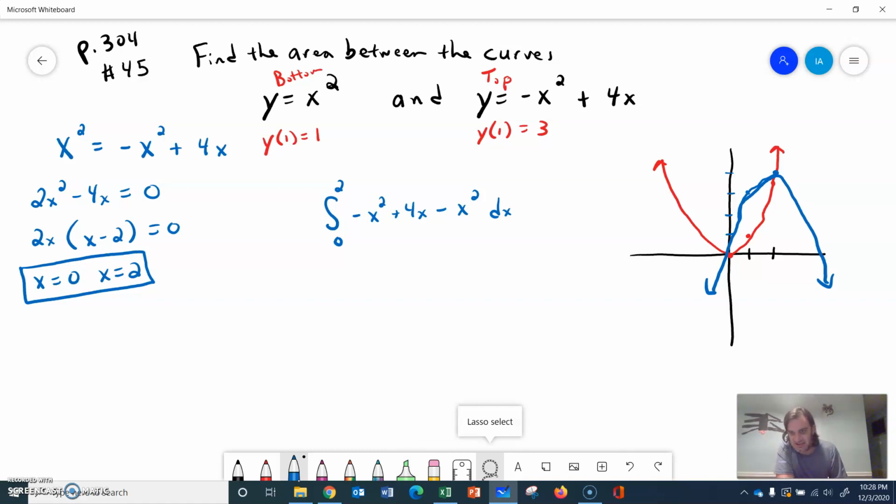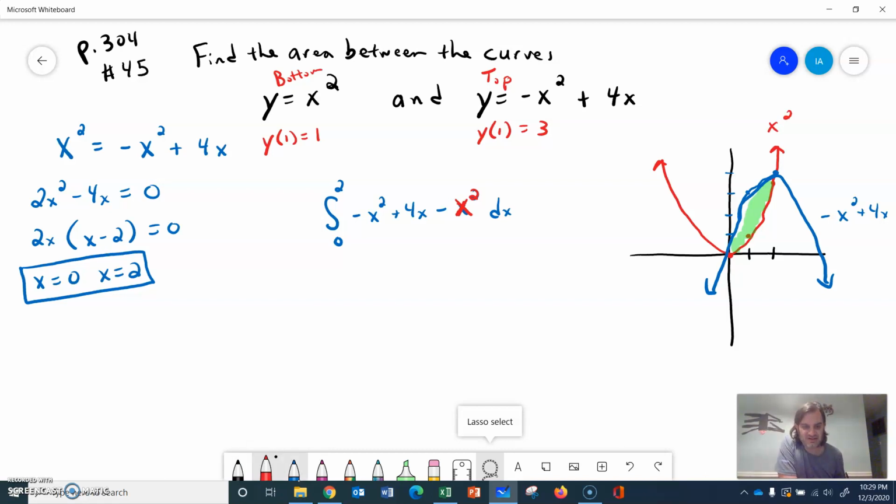So this is the negative x squared plus 4x, the top one, and the other one is just the x squared. And what we're claiming is this region in between here. So that's the picture that we got. So let's go back to the integration. So we've got the integral from 0 to 2 of negative x squared plus 4x, that's the top blue line, minus x squared, that's the bottom red line. So let me just emphasize that a little bit stronger in the color.